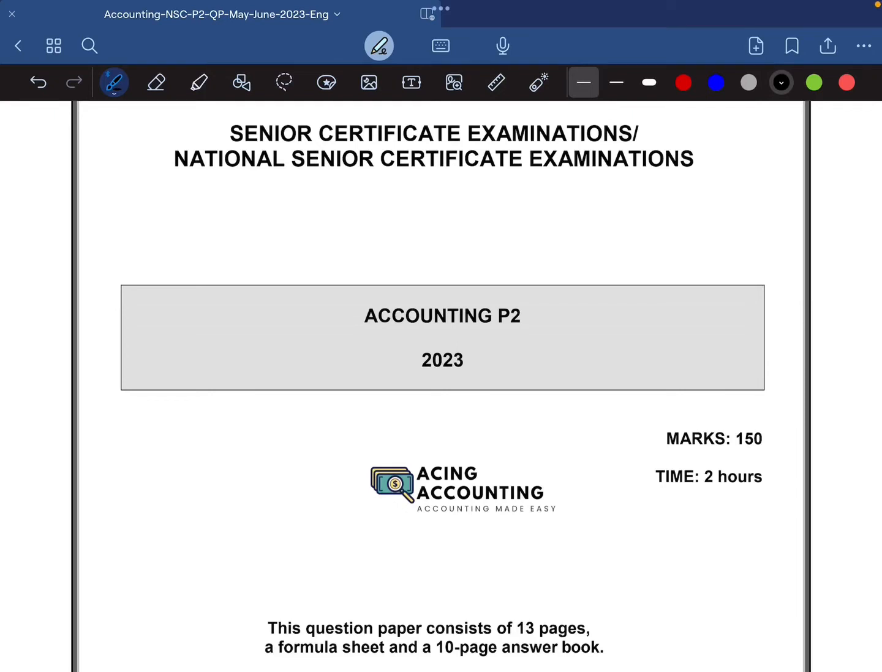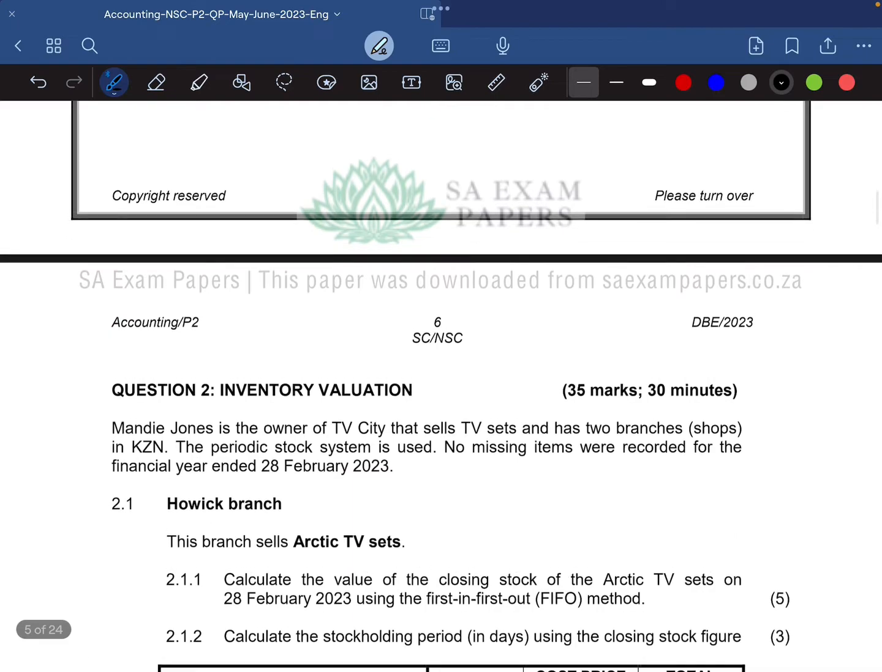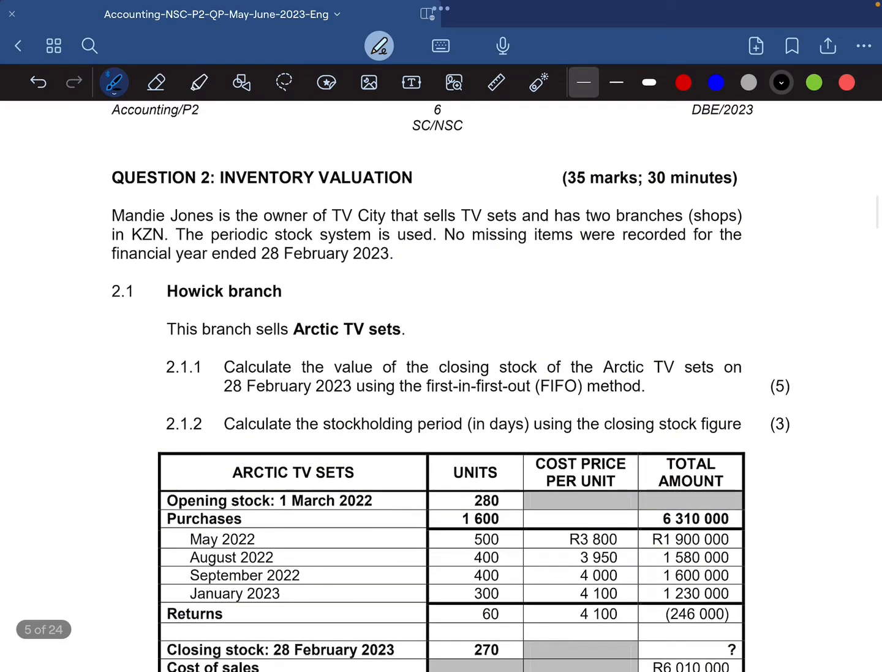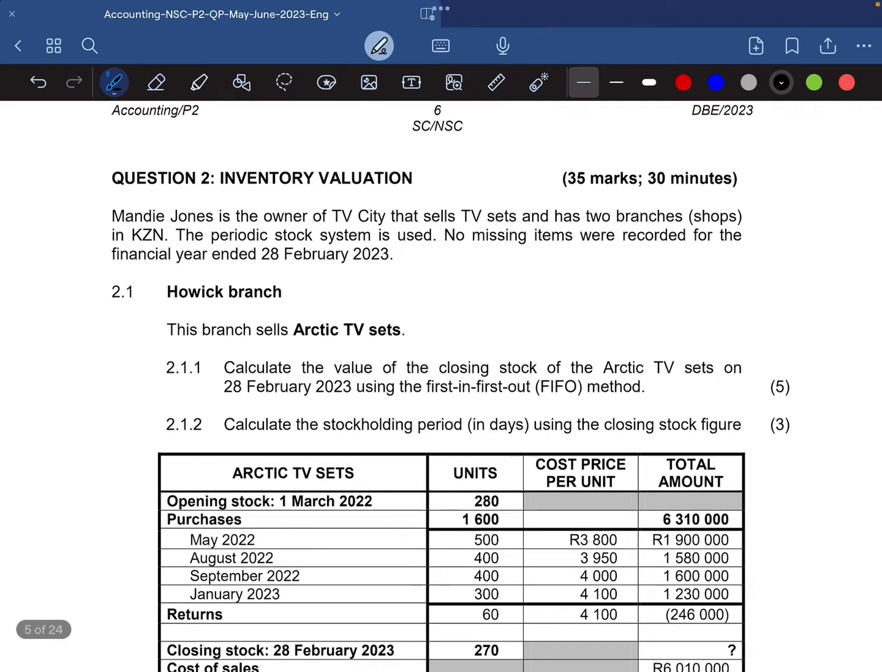Hello everyone, and in this video we'll be looking at accounting paper 2 that was written in June 2023. So what we'll be doing today is question 2, inventory valuation, 35 marks in 30 minutes.